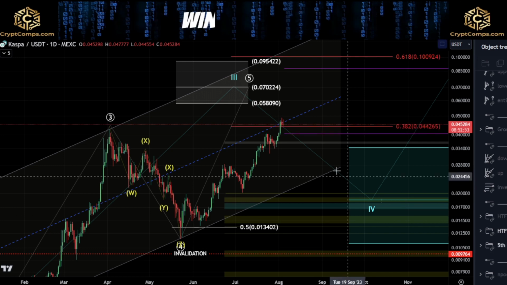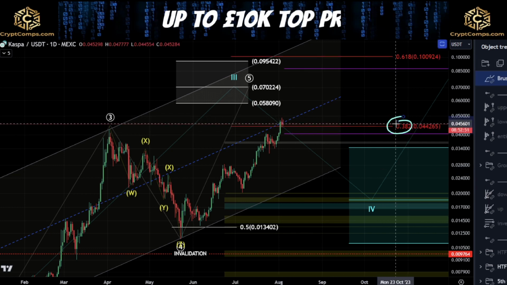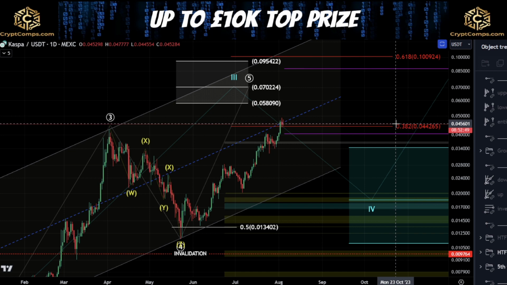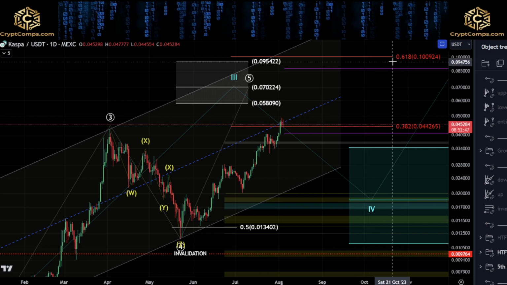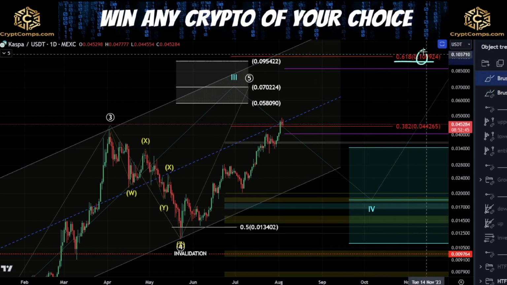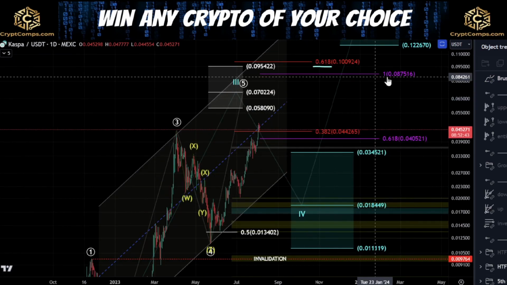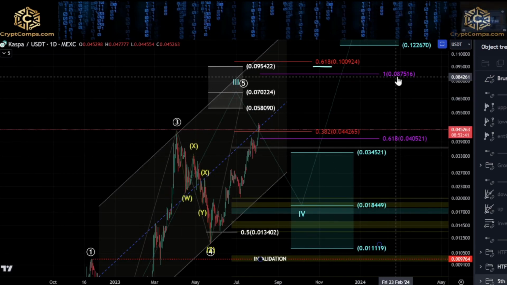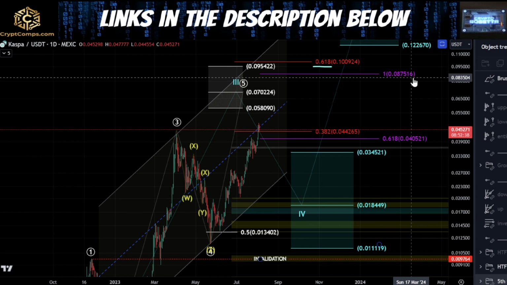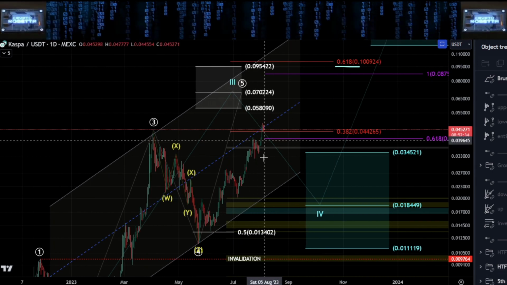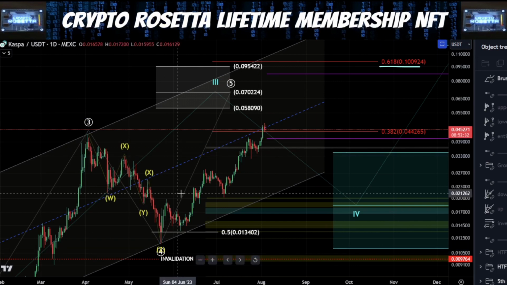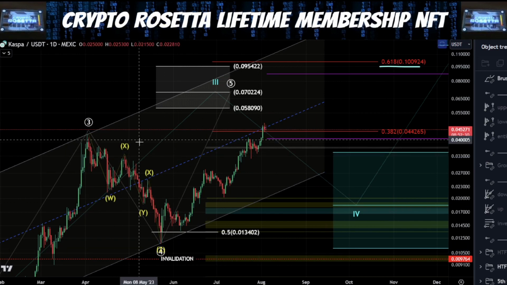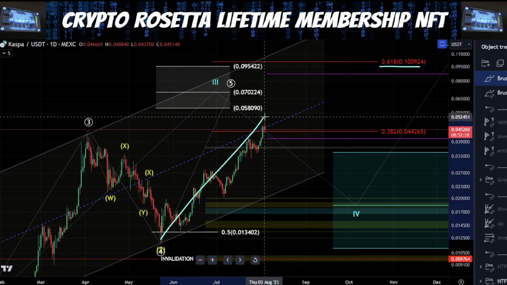We do have some other targets here, which would be this 0.382, which we've already hit here. We also have this area of this 0.618 at this 10 cents, and we also have this 1-to-1 of the wave 1, which is sitting up here towards this 0.87516 area. This would align with coming up back towards the top end of this channel. We need to be a little bit careful here because, technically speaking, this move has done enough as a fifth wave to complete.